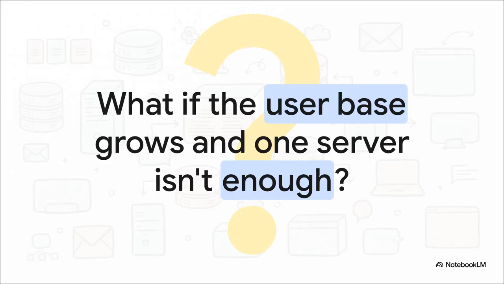But of course, success brings its own set of problems. What happens when your user base actually starts to grow? Suddenly, that poor single server is trying to process web requests, run database queries, and manage caching all at the exact same time. The CPU gets maxed out, the memory is completely full, and your application just grinds to a halt. One server is simply no longer enough. So how do we fix this bottleneck?